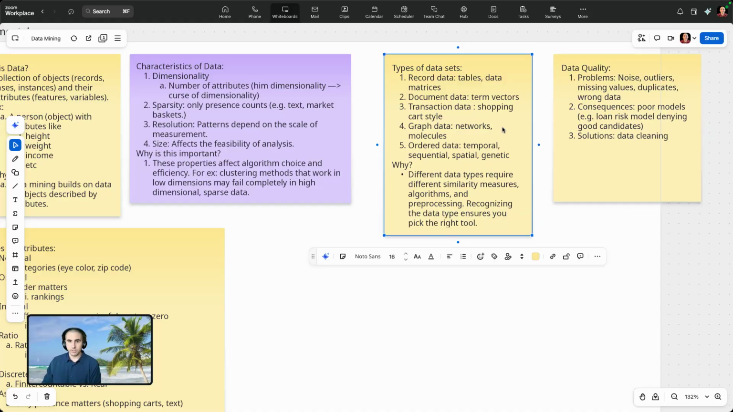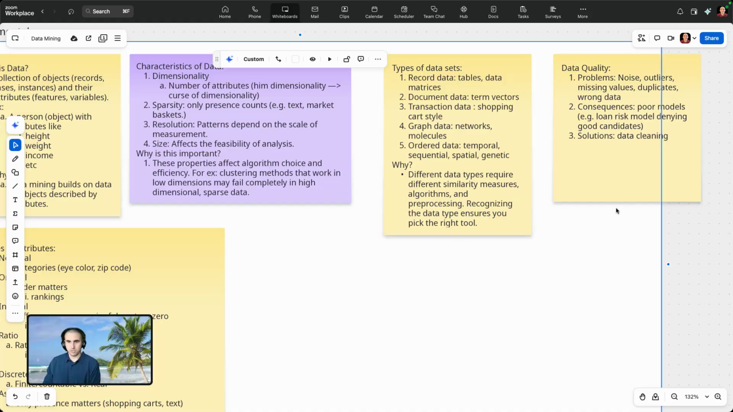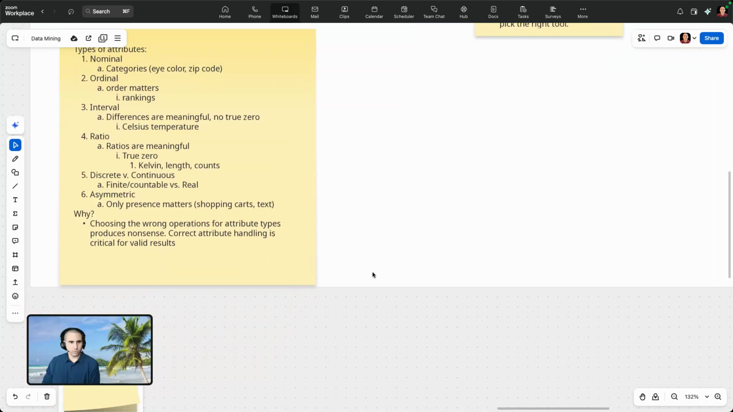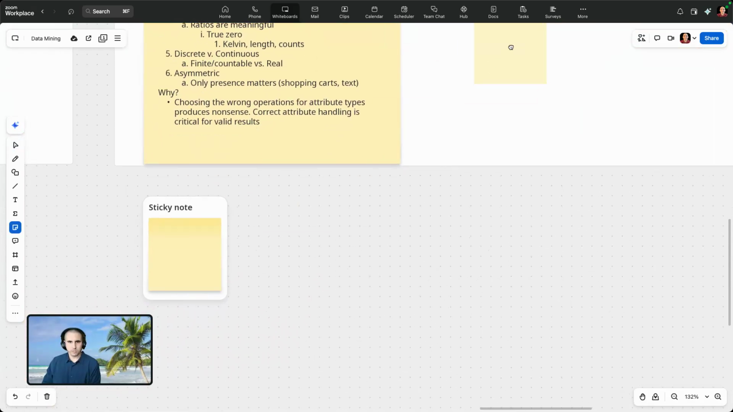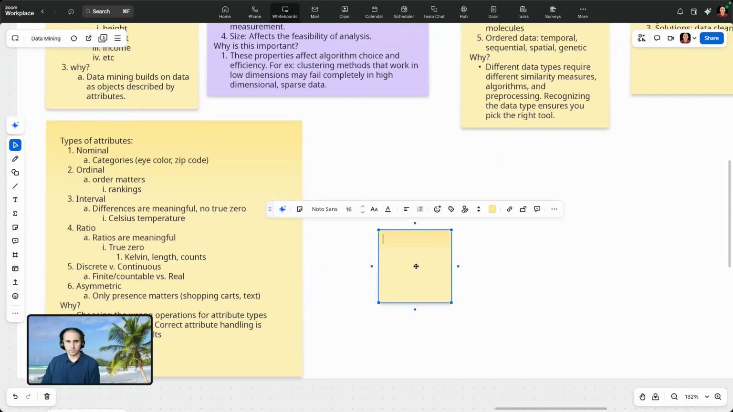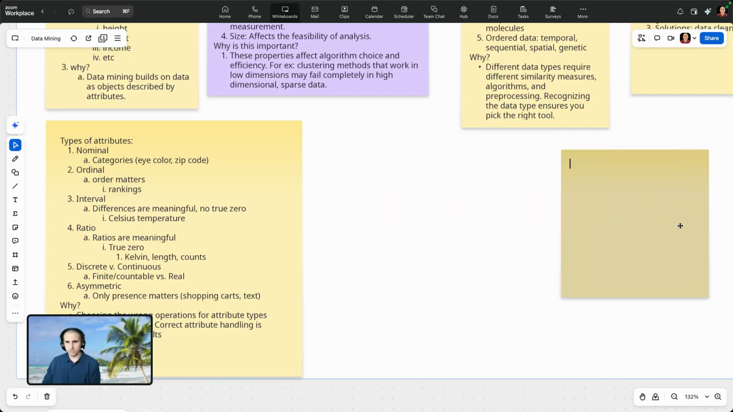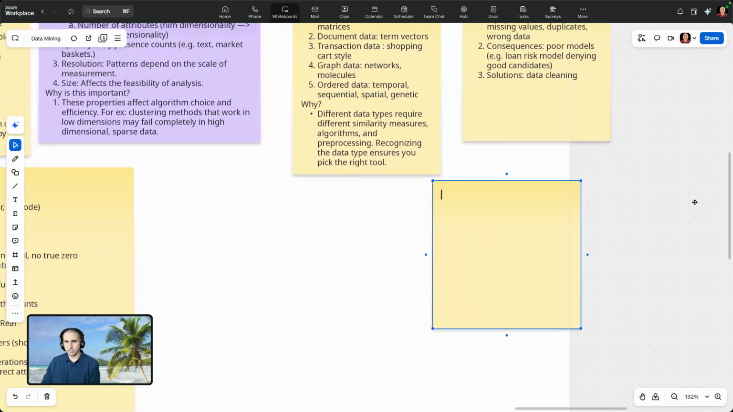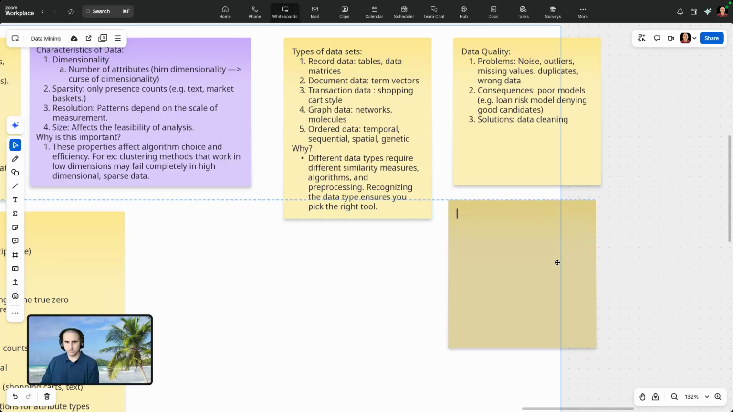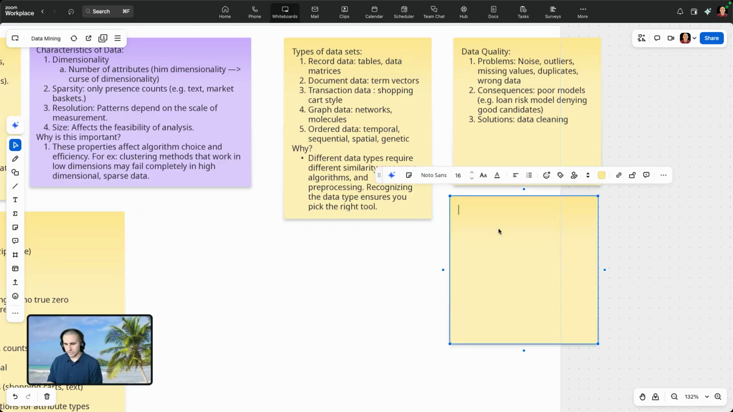All right, so let's get a new one going. Now, similarity and dissimilarity measures.